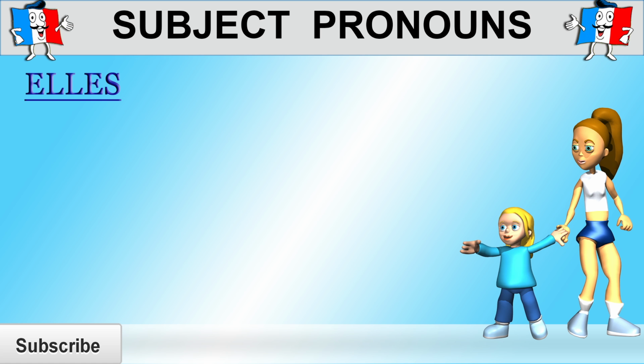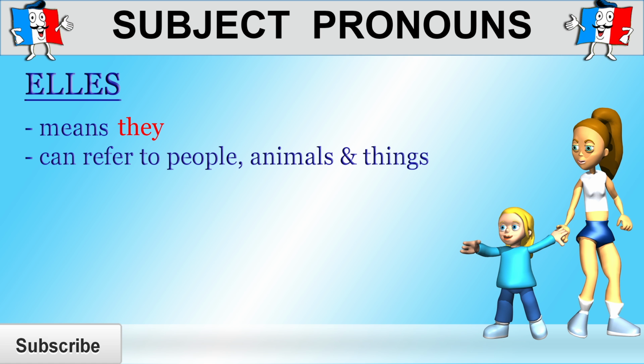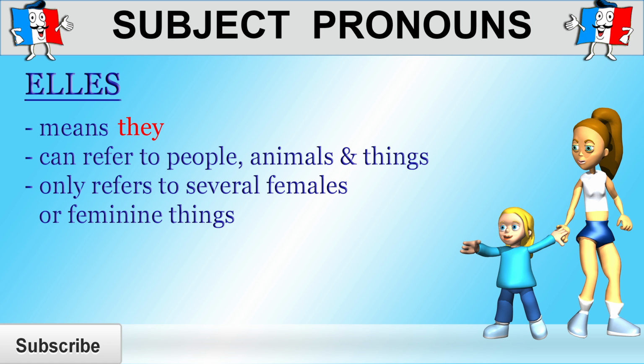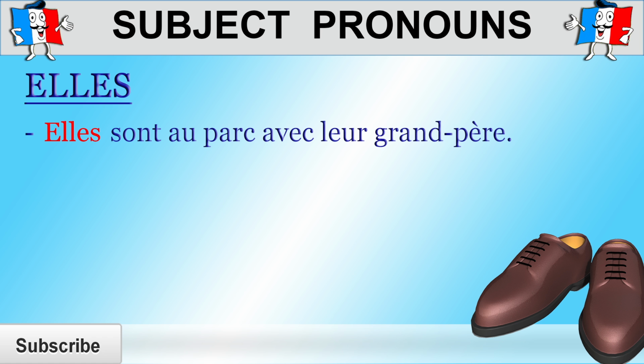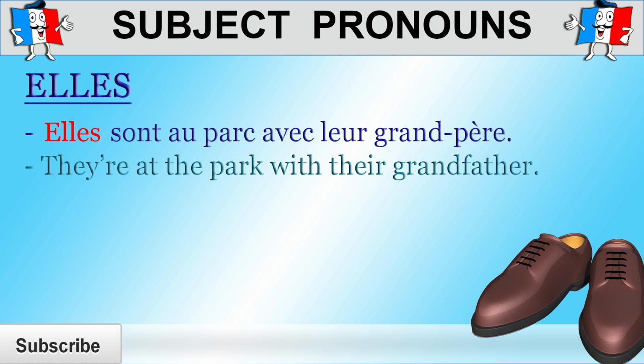Now let's have a look at elles with an S. Elles in the plural means they, and just like elle in the singular, it can refer to people, animals, and things. Elles only refers to several females or feminine things. So for example, if you're talking about your daughters, you could say, Elles sont au parc avec leur grand-père. They're at the park with their grandfather.